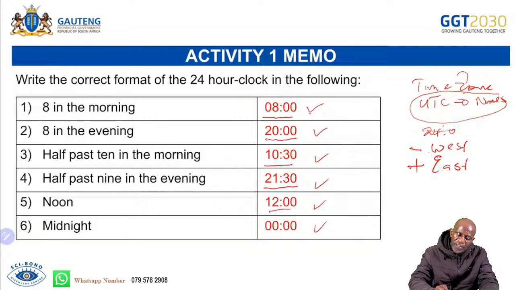So thus far, grade 12 learners, I want us to take a break for 5 minutes, and while taking the break, you can get yourself a glass of water. You can refresh your minds and reflect on what we have discussed thus far. Let's take a short break of 5 minutes, and when we come back, we'll further the discussion on time zone concepts.